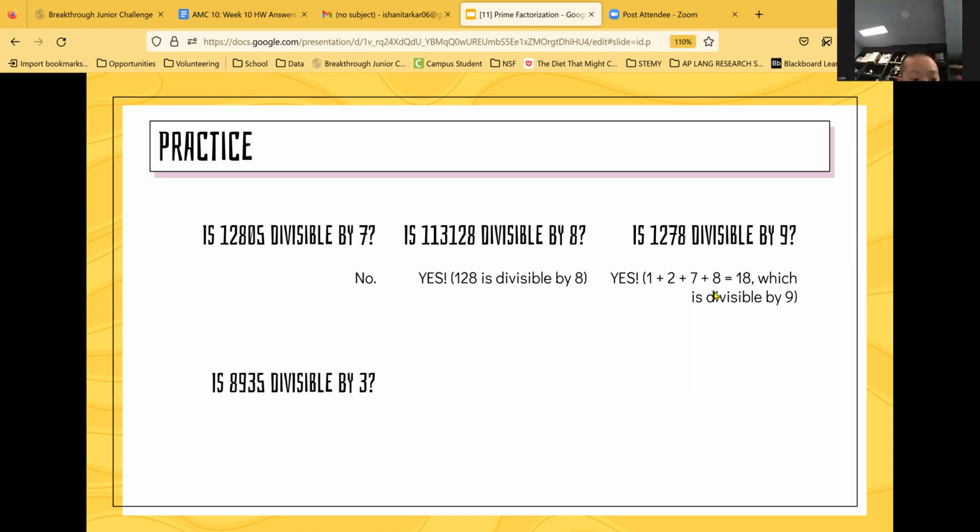Is 8935 divisible by 3? What's the rule for 3 again? For 3, it's if the digits sum to a multiple of 3. So it's like 9, but not.